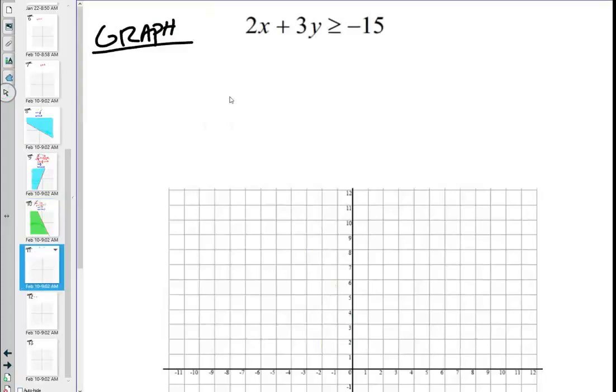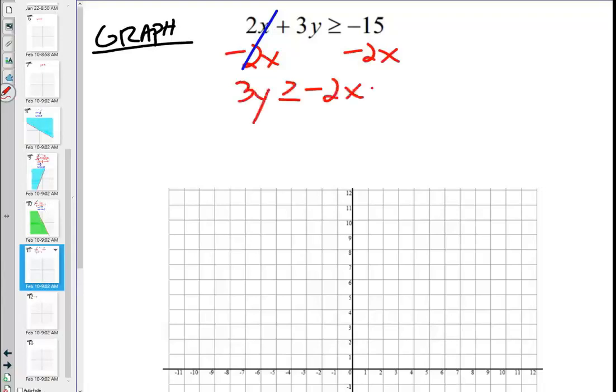I want to solve for y. What do I do first? That sounds good. Morgan, what do I do next? You divide by 2. Divide by? 3. Very good.